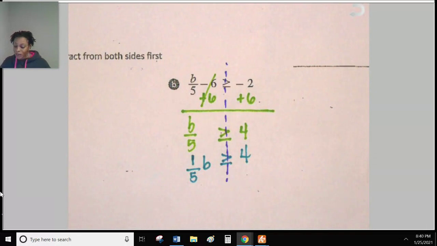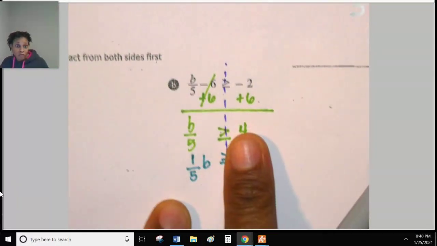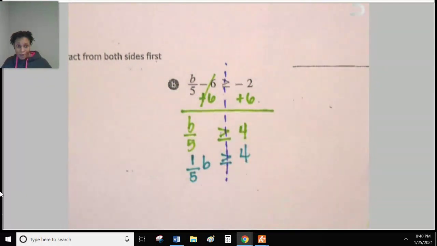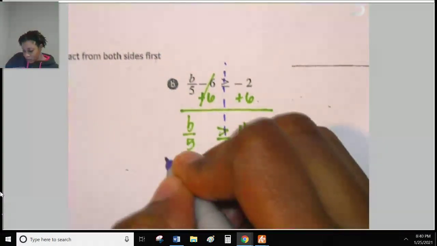So what is right here that is on the side with B? 1/5. So we need to get rid of 1/5 by doing the opposite of division, which is clearly, my brothers and sisters, multiplication. And you're going to multiply both sides by the reciprocal. And if you don't know what a reciprocal is, it is when you physically take the numerator and the denominator and you switch them, okay? You are physically switching them. So I'm going to multiply both sides by the reciprocal, which is 5/1.